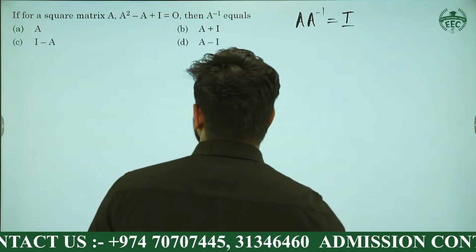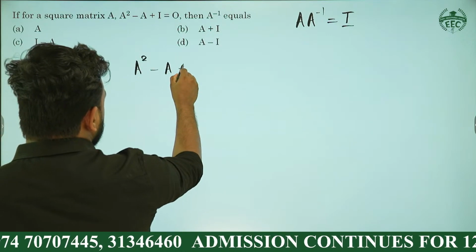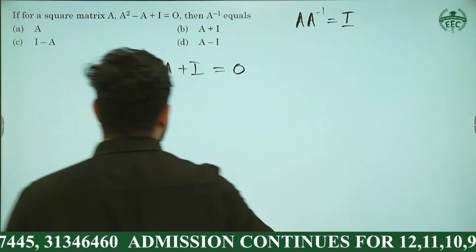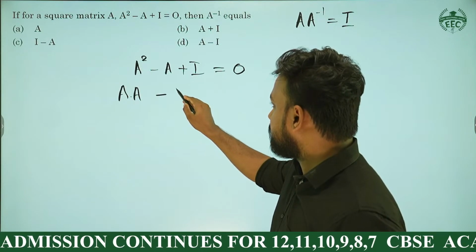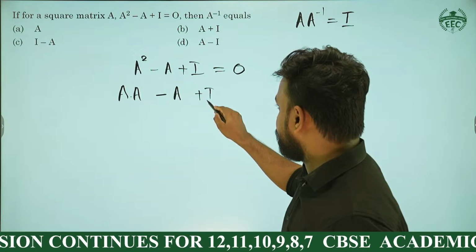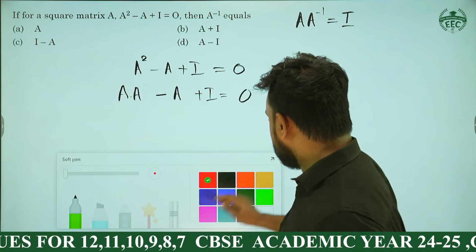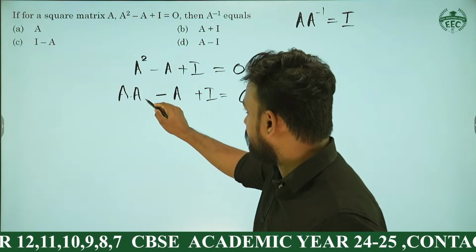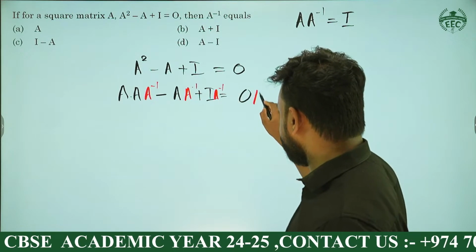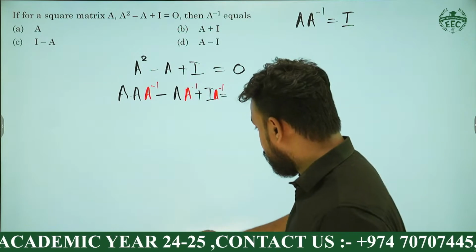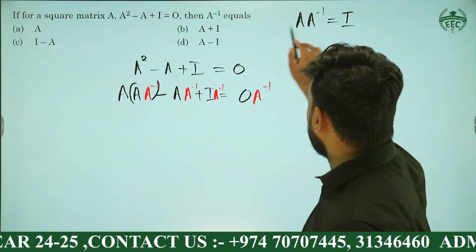So listen carefully. I'm going to write this equation A square minus A plus I equal to 0 like A into A minus A plus I is equal to 0, and I'm going to multiply both sides with A inverse. What happens then? Listen carefully. This A into A inverse becomes I.